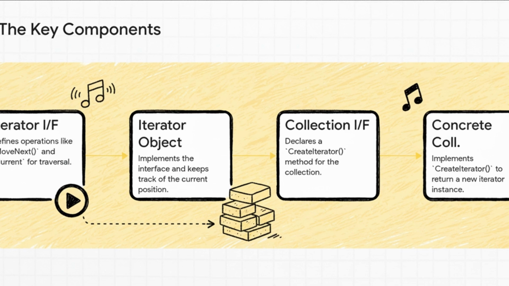Next up is the concrete iterator. This is the workhorse. It actually implements that interface, and its job is to keep track of our exact position as we walk through the collection. Then you've got the collection interface.